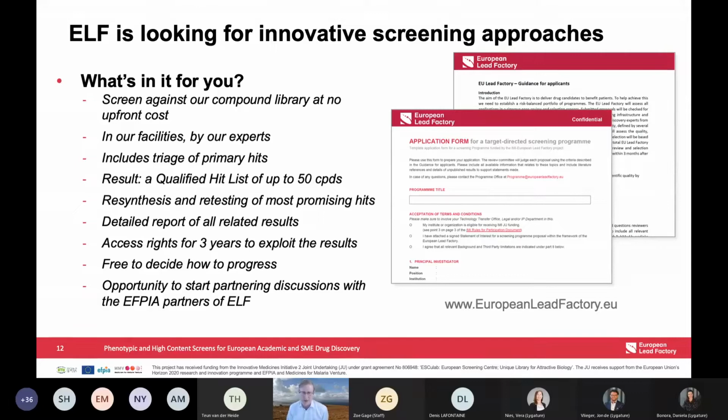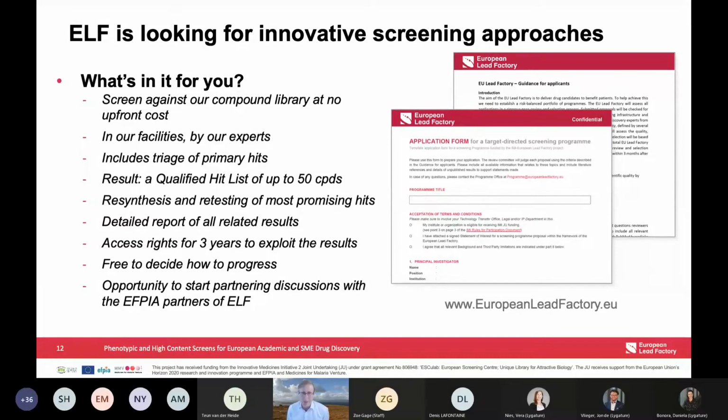And so the connection and the networking and the capability to bring your great science into a discovery path that generates this qualified hit list and then starts the discussions with pharmaceutical companies is a really great feature of this program.